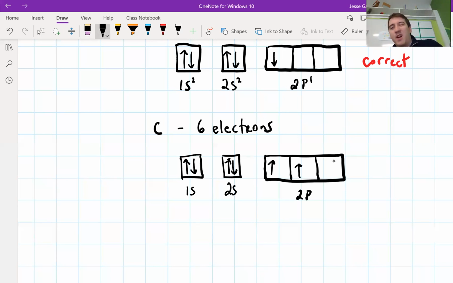All right, so it's getting a little bit complicated. It's more important that you remember that you have to fill them singly before in pairs. So it was incorrect when I had one up, one down, because they're in different orbitals and they should be the same there. Okay, so this now is correct.